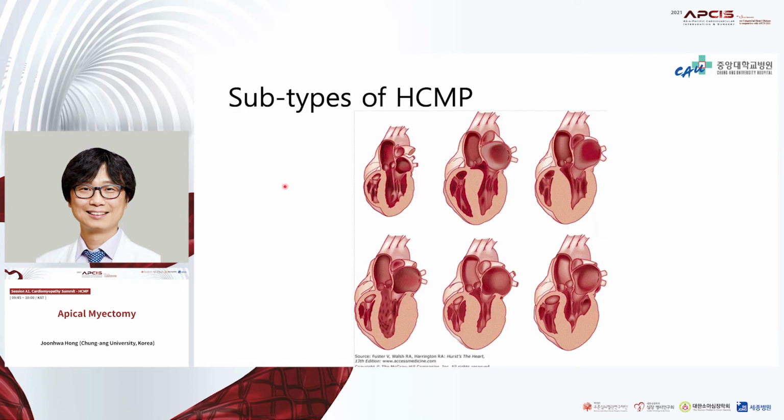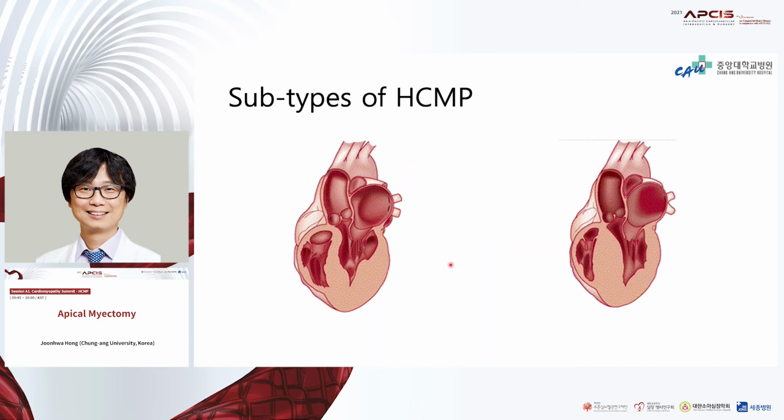There are many subtypes of hypertrophic cardiomyopathy. This is normal. This is basal septal hypertrophy, and I think those two subtypes can be treated with a transaortic approach. In this picture, the patient has only apical hypertrophic cardiomyopathy, and I think this case can be treated with apical myectomy. But in this picture, the patient has basal septal hypertrophy and apical hypertrophy as well. So I think this patient should be treated through a combined transapical and transaortic approach.